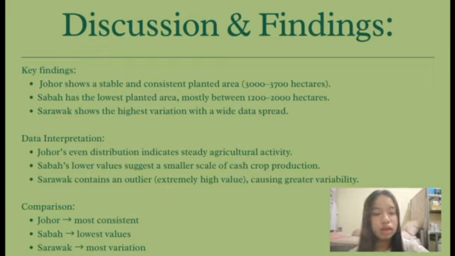In contrast, Sarawak shows the greatest variation. While most values fall within a normal range, there is one extremely high value which creates an outlier and increases the overall spread of the data. Overall, Johor has the most consistent pattern, Sabah has the lowest planted area, and Sarawak shows the highest variation. According to the Department of Statistics Malaysia, such differences may be influenced by factors such as land use, climate, and economic activity. Therefore, these findings support our hypothesis.